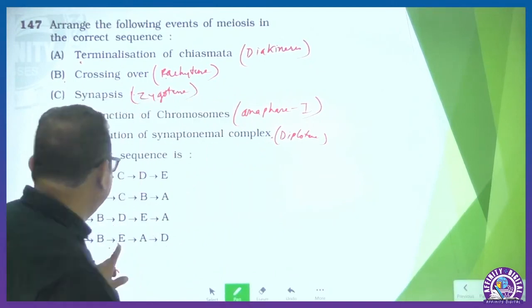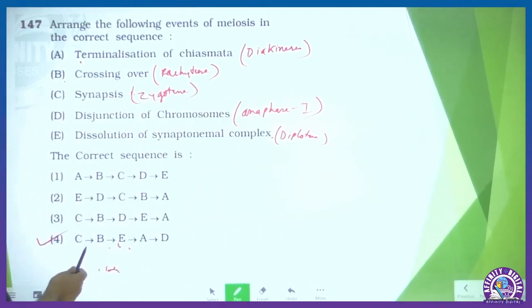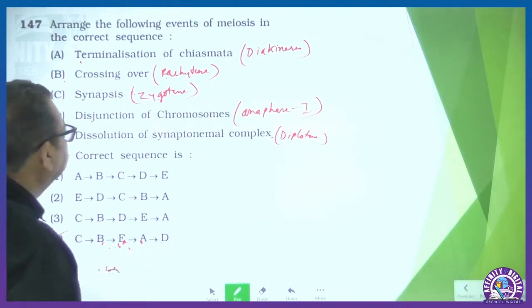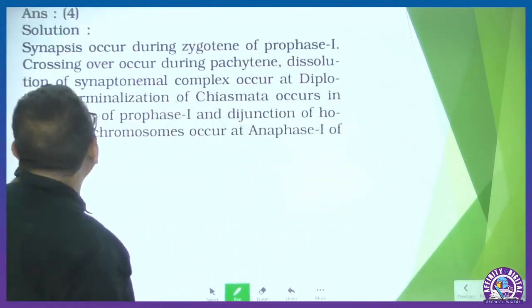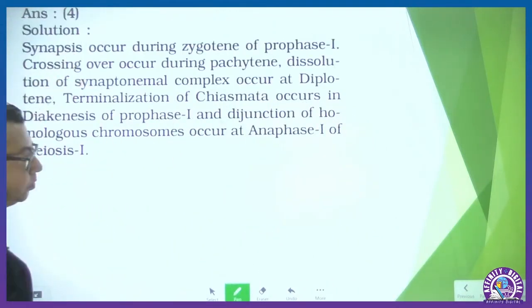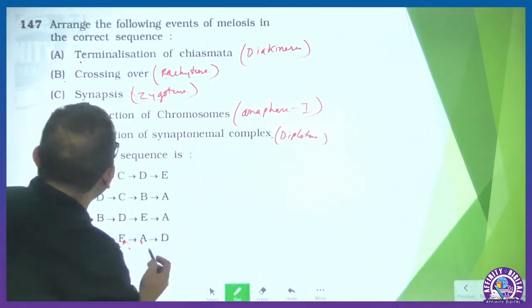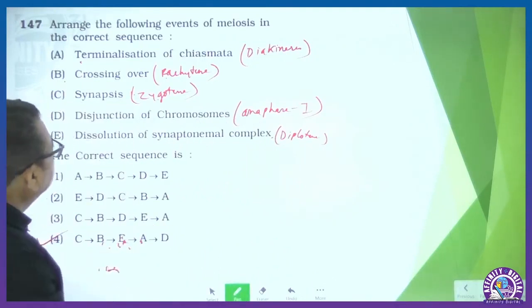C, B, E. C means zygotene, B means pachytene, E means the event given here, dissolution of the synaptonemal complex, diplotene. Then diakinesis. Then after that disjunction of chromosomes. So option number 4 is given here. Okay, look at this once again. Okay.